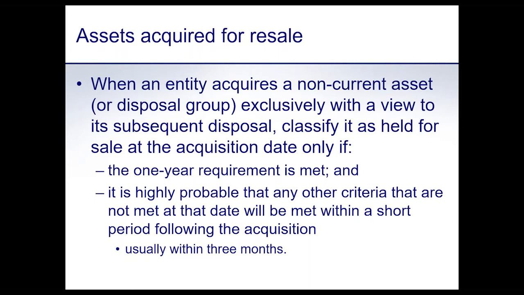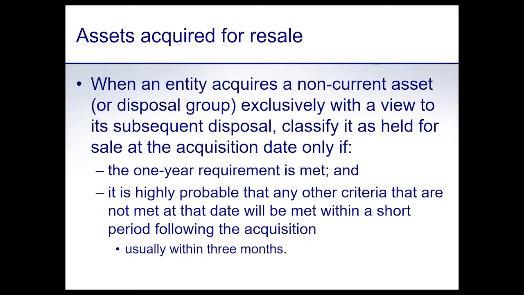Now, in any of those situations, I've acquired those assets with the intention of reselling them. So if that is the case, again, classify that asset or that group of assets as held for sale at the acquisition date. But the only way that I can do that is if I meet certain criteria. Do I have the intention of disposing of the asset, all of the criteria that we had before? And do I think that I'll be able to do all of this within the next year? I've got 1 year in which to get all of this done.